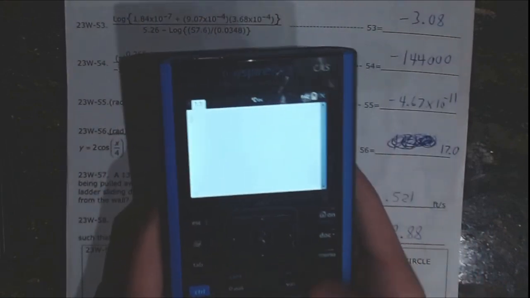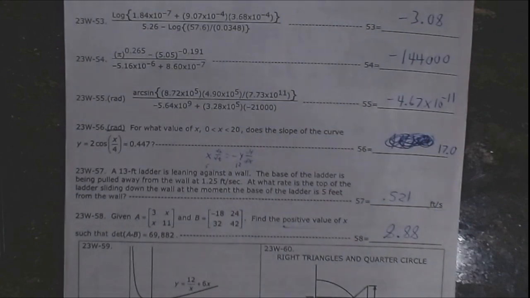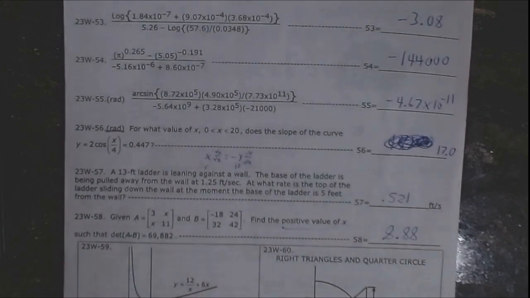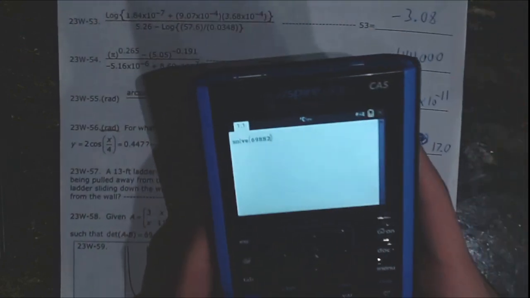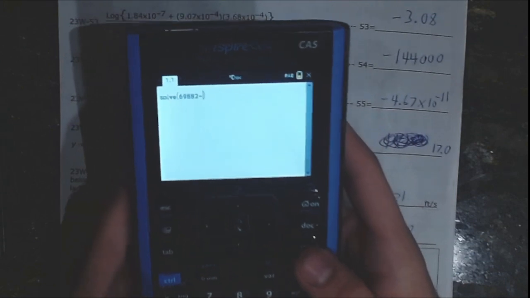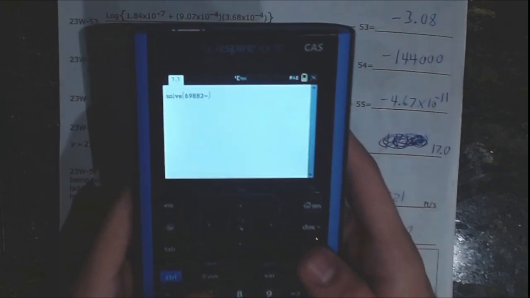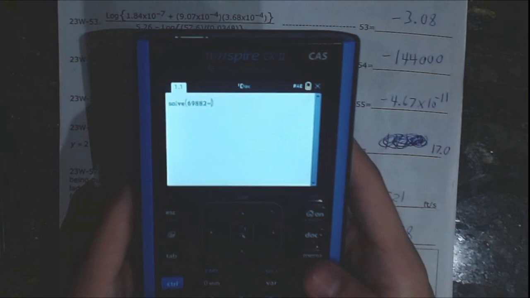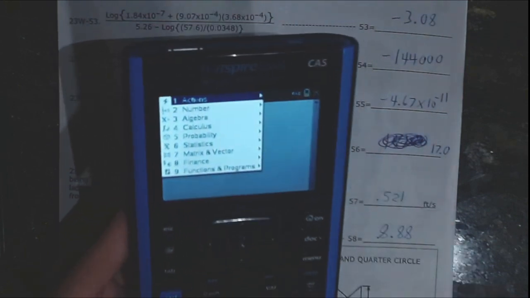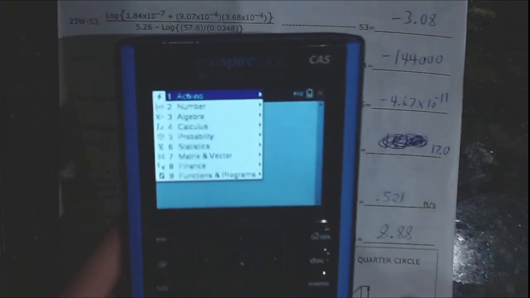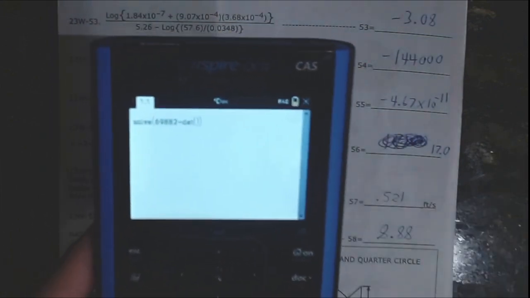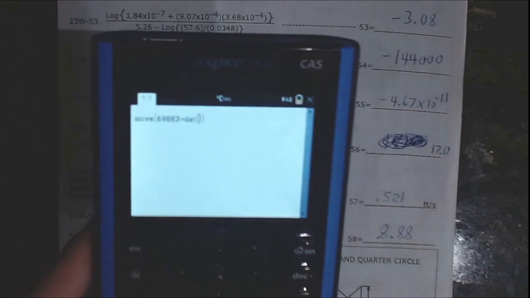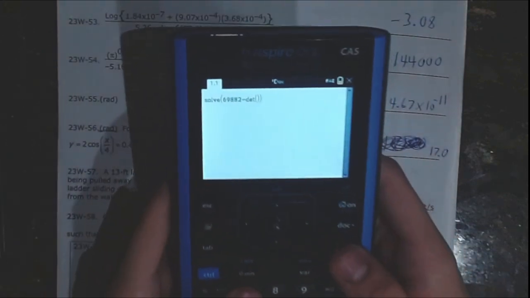So nSolve, and I'm going to set the determinant of the product of these two matrices equal to this value that was given. So I'm going to write 69,882 is equal to the determinant of the product of the two matrices. And to get the determinant, I go to menu 7 for matrix and vector, and 3 for determinant. And inside here, I'm going to write the product of my two matrices.